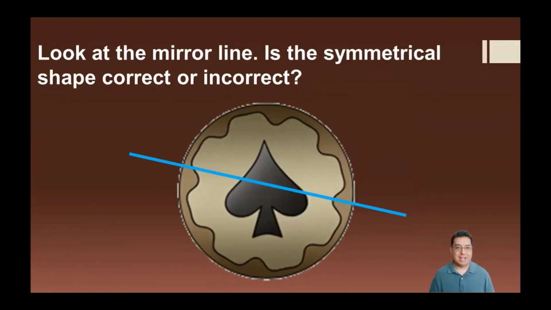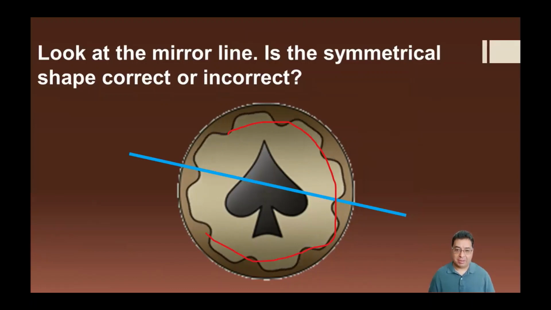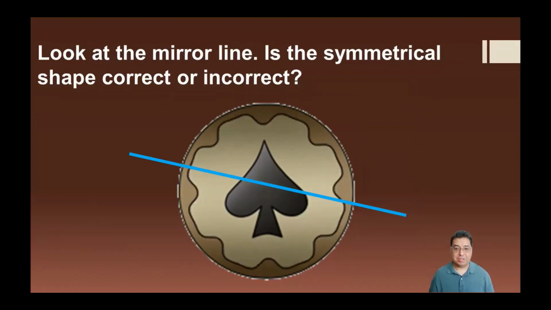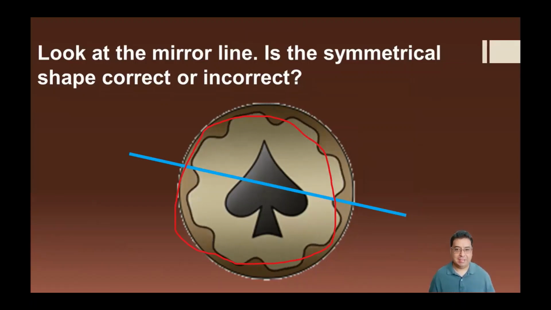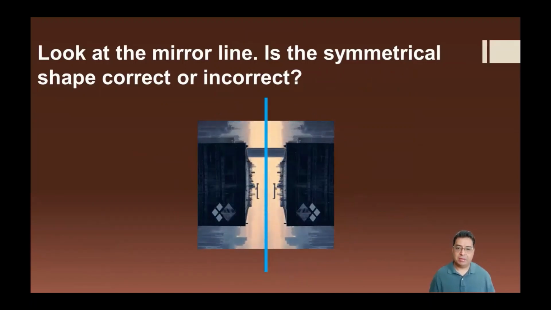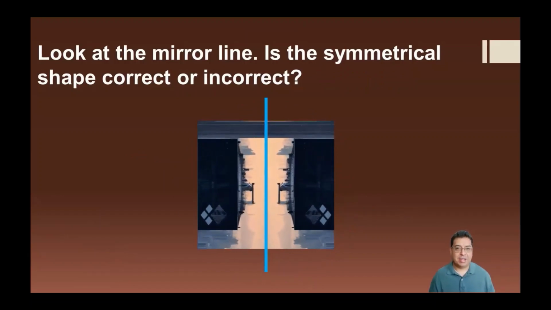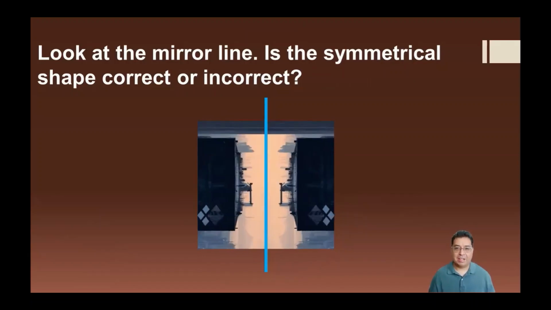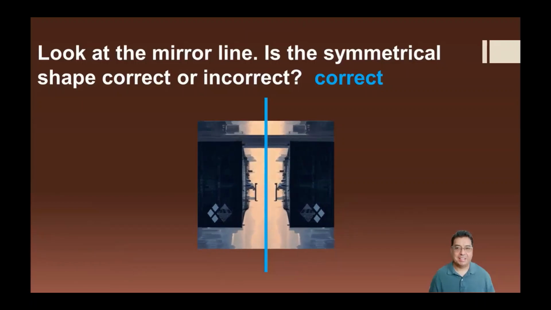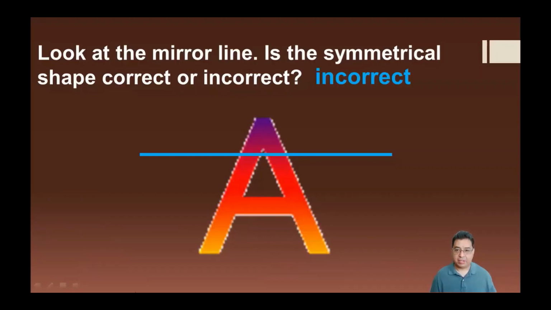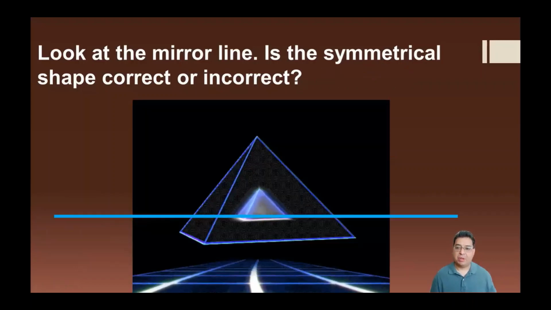What about this one now, here? Okay, let's look at the spade in the middle here, and now we're looking at the mirror line. Is this symmetrical shape correct or incorrect? We're looking at the spade. That's right, it's incorrect. And what about this one here? Again, you're looking at the mirror line. Is the symmetrical shape correct or incorrect? That's right, it is correct. So looking at the mirror line here, is the symmetrical shape correct or incorrect? That's right, it's incorrect.